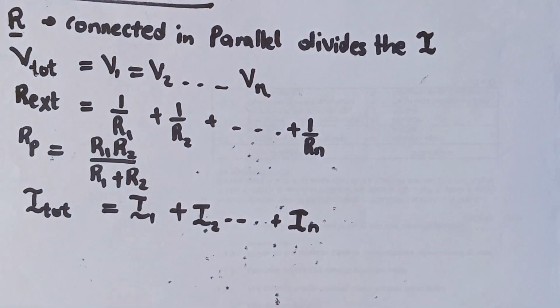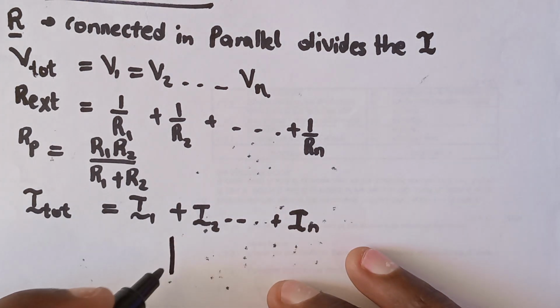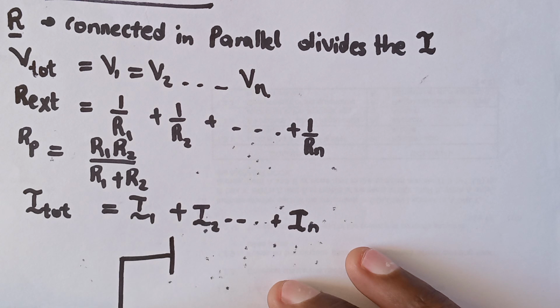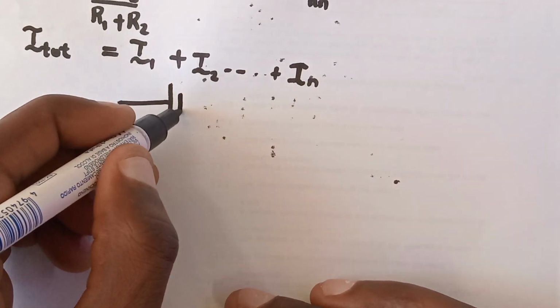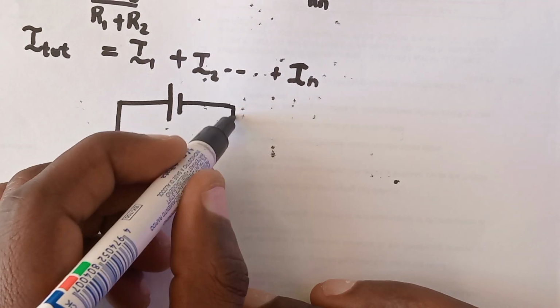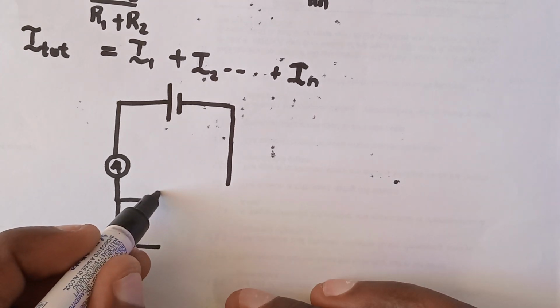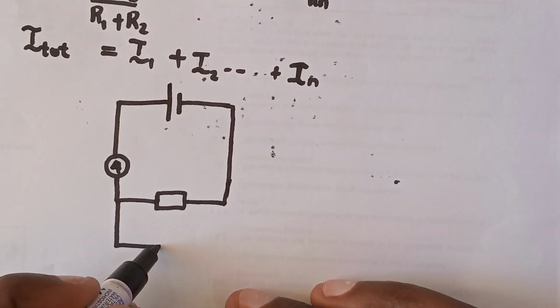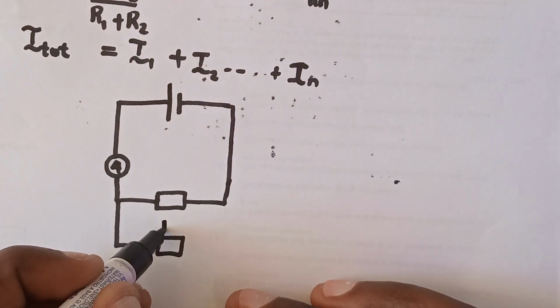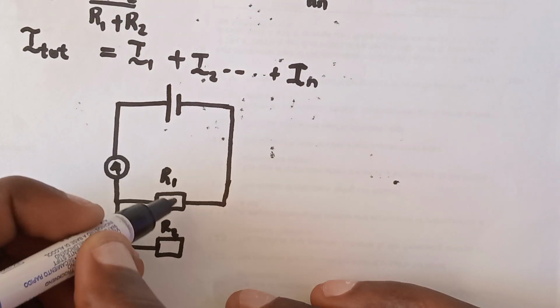Now let's look at the circuit. Here is the circuit, positive terminal, and then an ammeter here. This one is I total, and then the negative terminal of the battery. Then you find a resistor here, and then another resistor R2, then this one is R1.